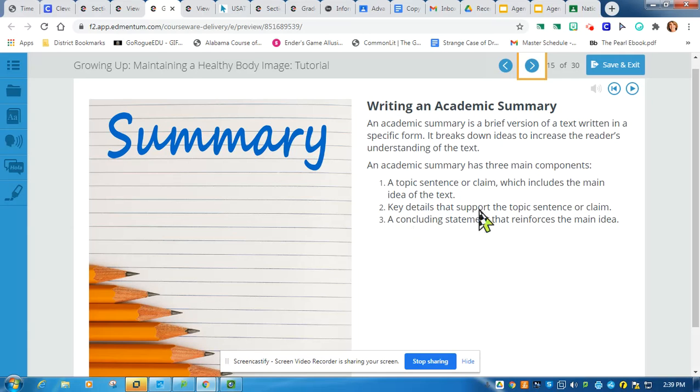And then you're going to have key details that support that main idea, that claim. And then it's going to have a concluding statement that reinforces the main idea. So see, it's short.